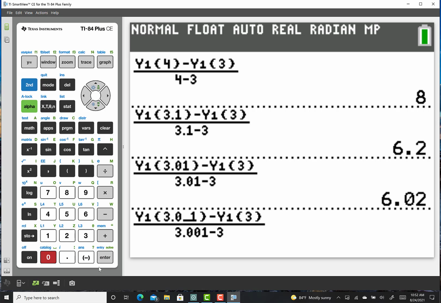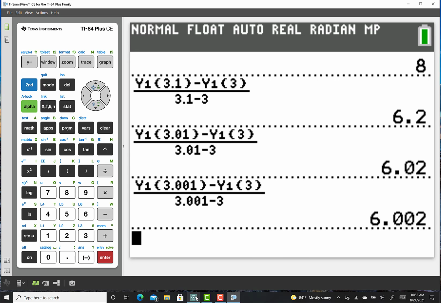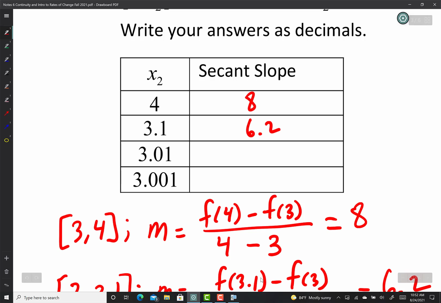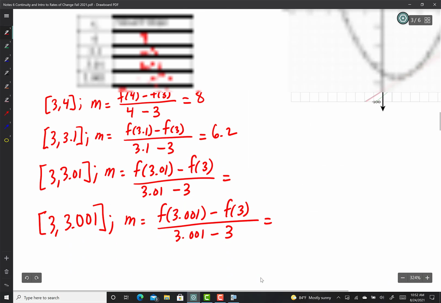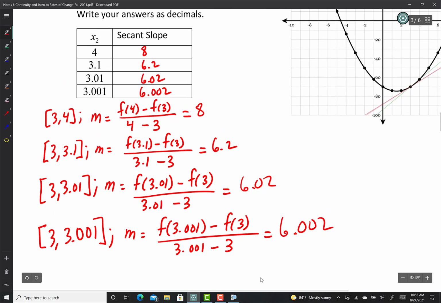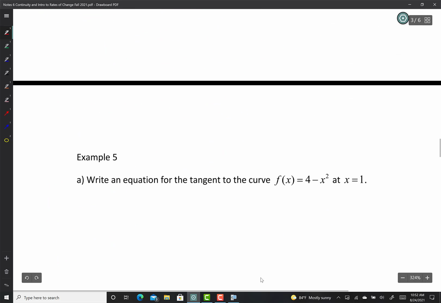I'll go over there to your table right now. All right, give me the slopes, guys, at 3.01. What did I get? And this one is, all right. So 6.02, 6.002. All right, so here we go. Do they ask me any questions here? Nope. All right.